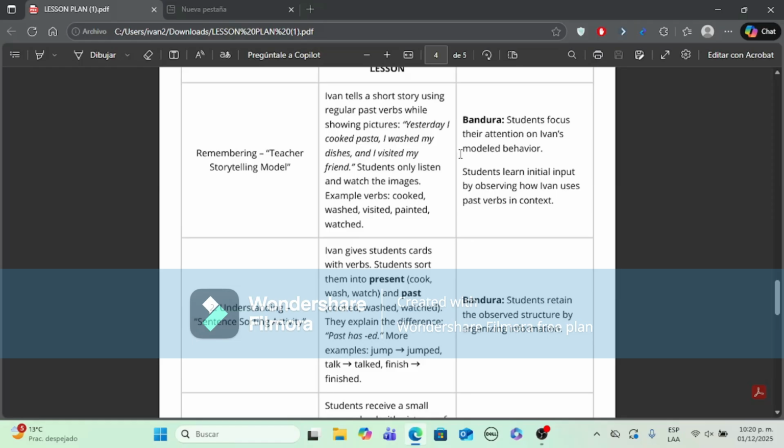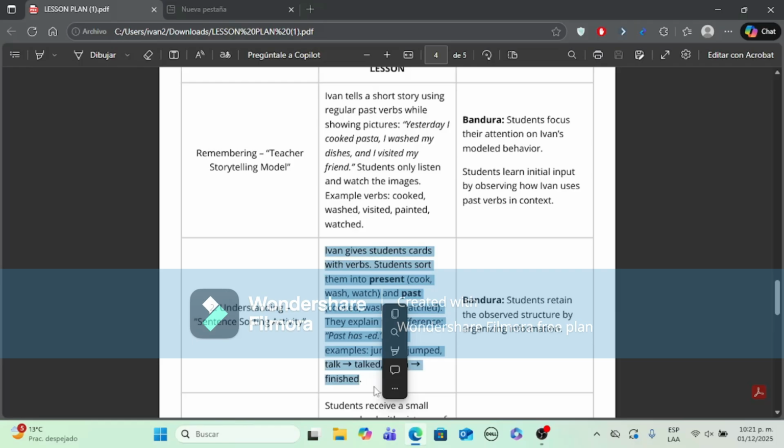Step number 2. Understanding, sentence sorting activity. We now move to Bloom's second level, understanding. After hearing my story and observing how I use the verbs, students receive a set of verb cards. Some cards contain verbs in the present tense, while others show the past tense forms. Students must sort the verbs into two groups, present tense and past tense. Then, students explain the difference in simple terms. For example, one student can say, these verbs have an -ed ending, so they are in the past tense.